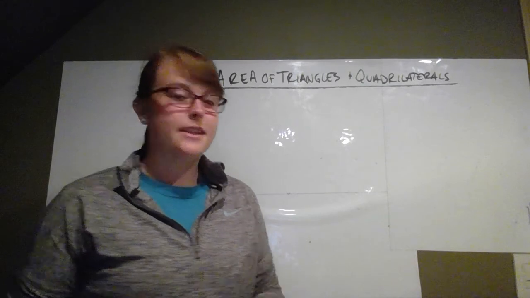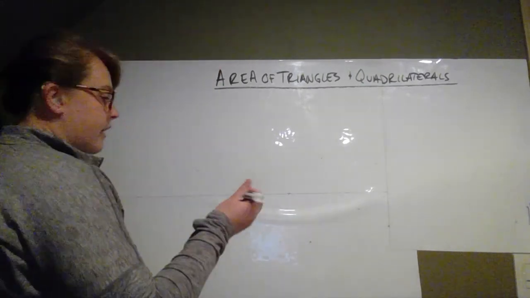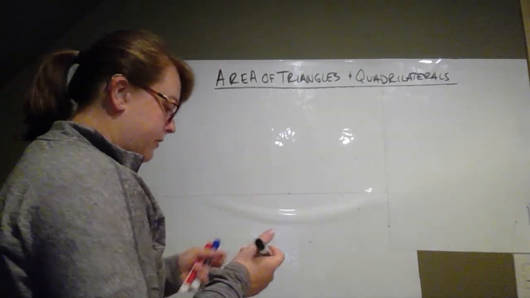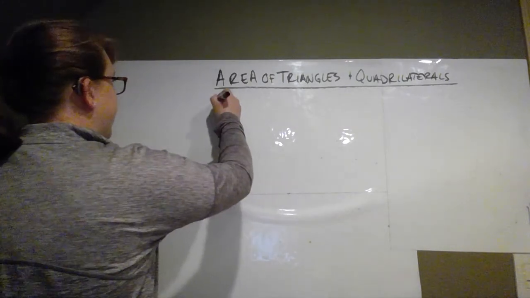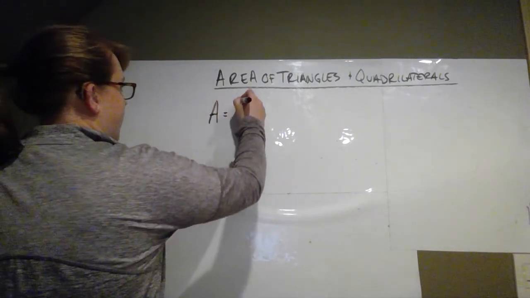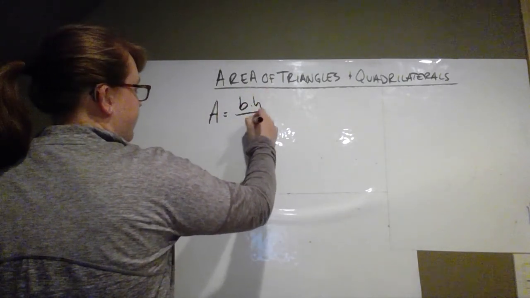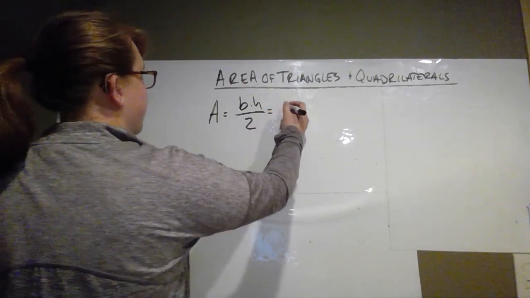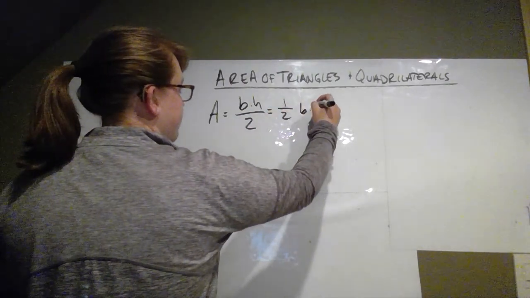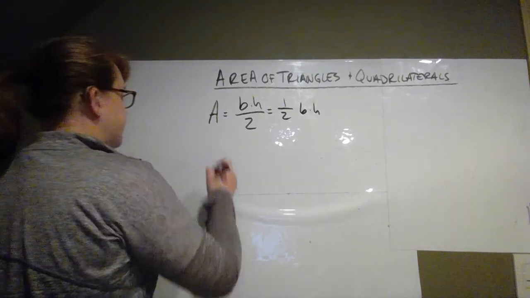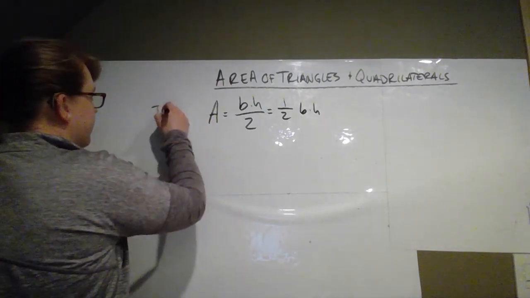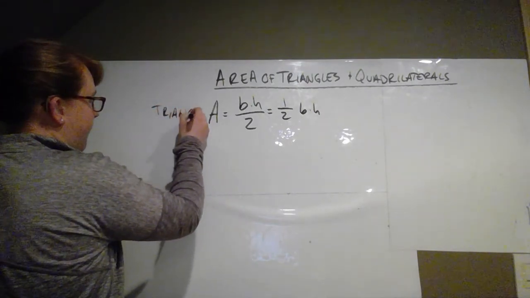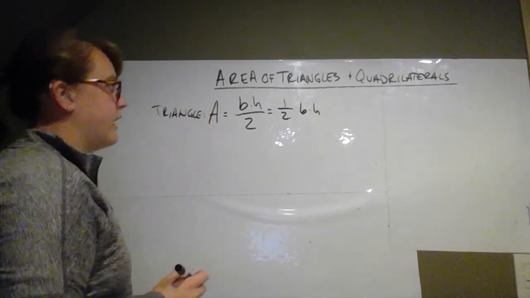So here we go. Triangles. You might remember from elementary or middle school, area of a triangle. You might not. Is base times height divided by 2. You might have also heard of it as 1/2 base times height. So that's area for a triangle. So let's see what that looks like for us.